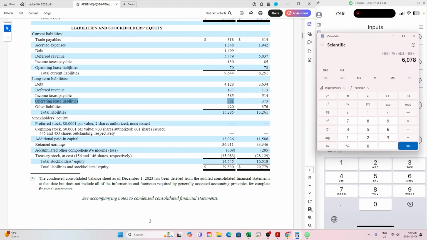In the same way we have to find the last year book value of debt, which is short-term debt, short-term operating lease liabilities, plus long-term debt plus long-term operating lease liabilities. After adding all of them, we will get last year's book value of debt.